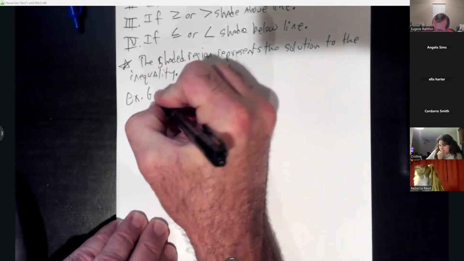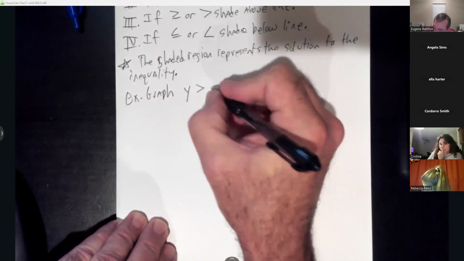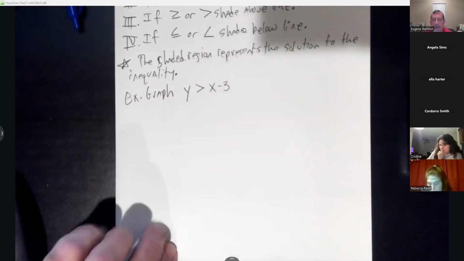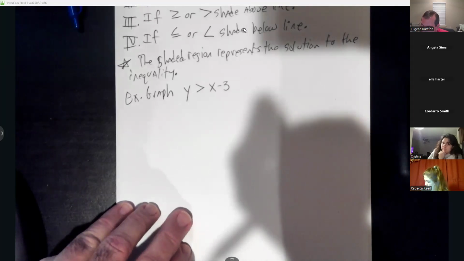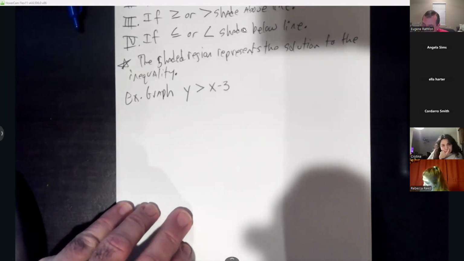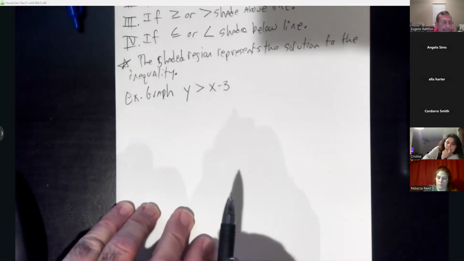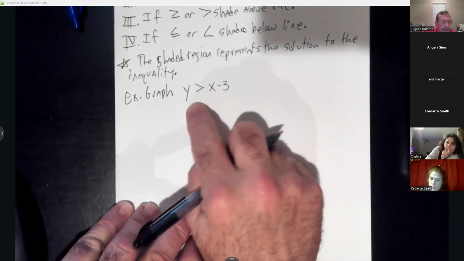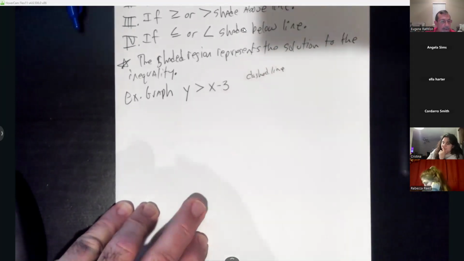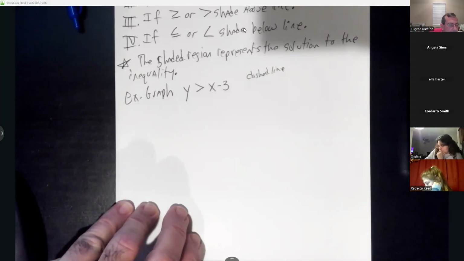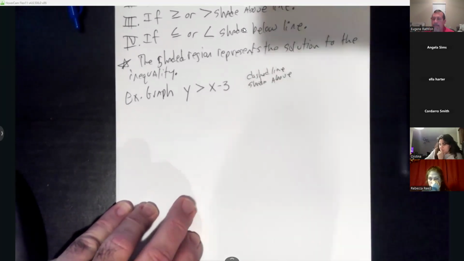So y'all, for this one, I'll start out sort of mellow. We're going to graph y is greater than x minus 3. Now, before I start working this, I want y'all to tell me what kind of line will I draw, and am I going to shade this above or below? So it's going to be a dashed line. Good job, because I don't have the equals in here. So it will be a dashed line. And then we're going to shade it above. There you go. So I'm going to shade above on it, okay?